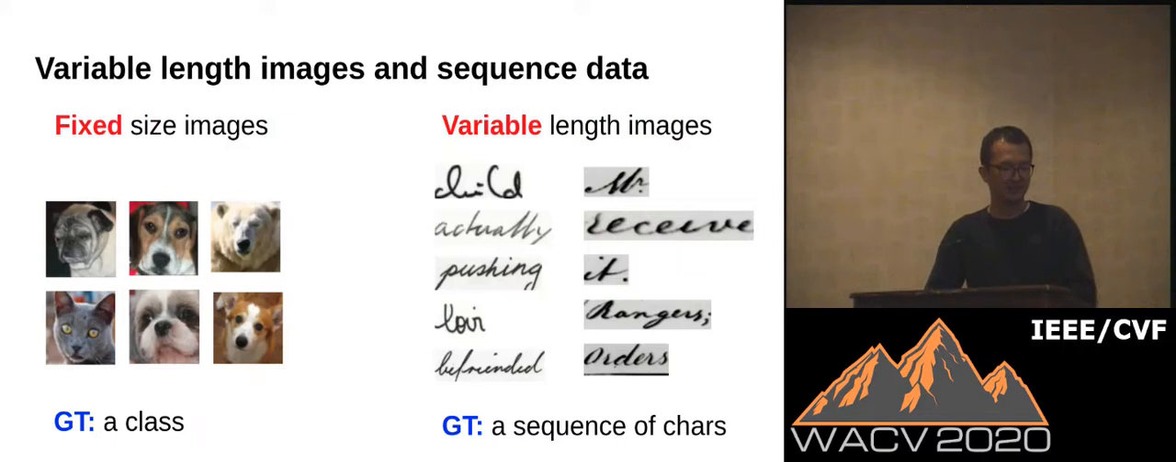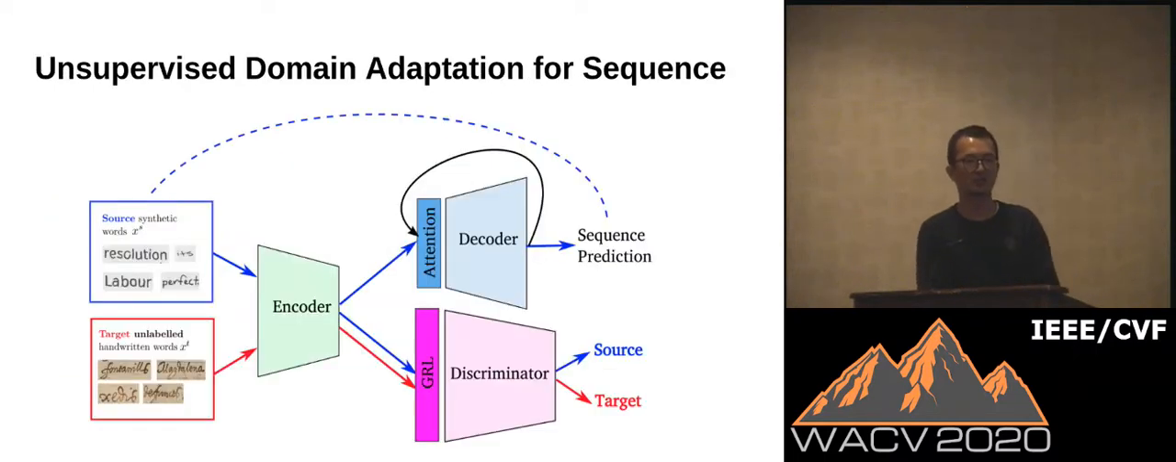And about the data set, our handwriting data set is not the same as a natural scene text data set, because they have fixed size images and their ground truths are a single class ID. And for a handwritten data set, we have variable length and the ground truth is a sequence of characters. So actually we would apply the domain adaptation on sequence data set.